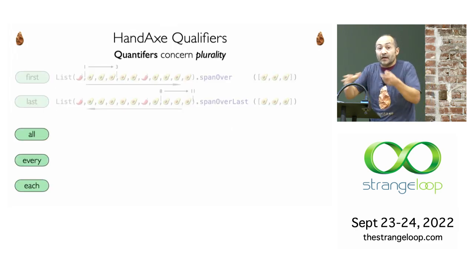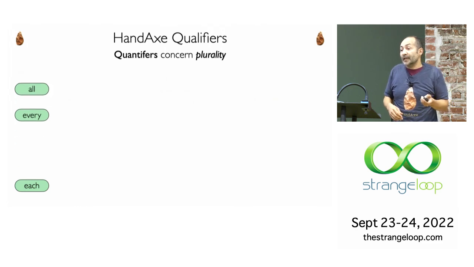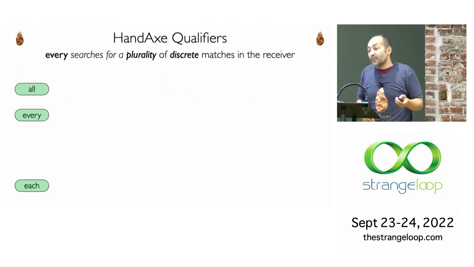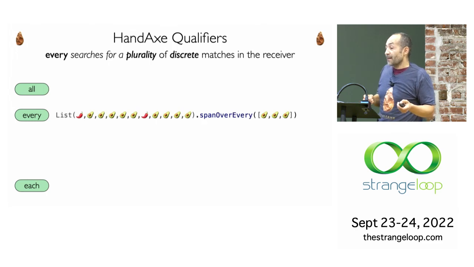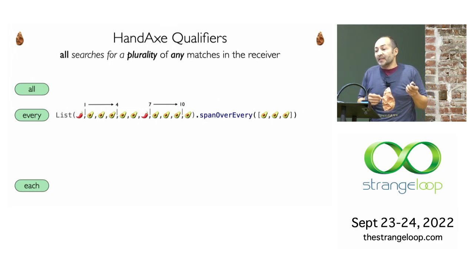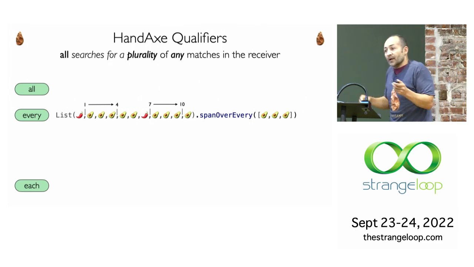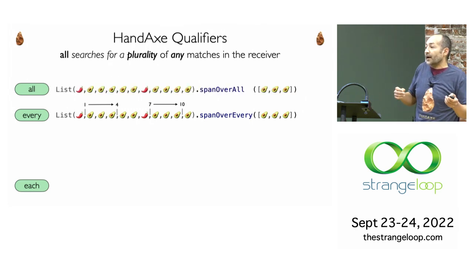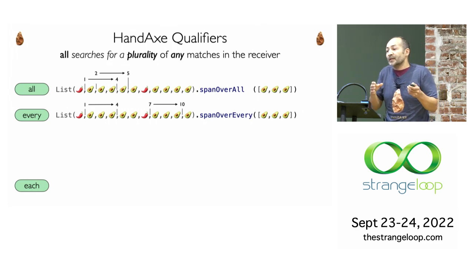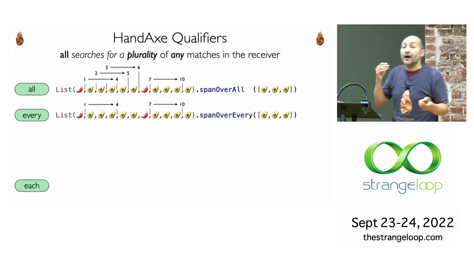And now let's talk about the multiplicative ones. Every is good. Every is going to look at a plurality of discrete matches. And so here we're going to go from left to right. We'll find one there. And then the next one is there. But sometimes, let's say we want just not each discrete one. We want all of them. So here we go. This will give us all in case we need it. I'm not saying we need this method, but if we do want it, we know how to specify it unambiguously.